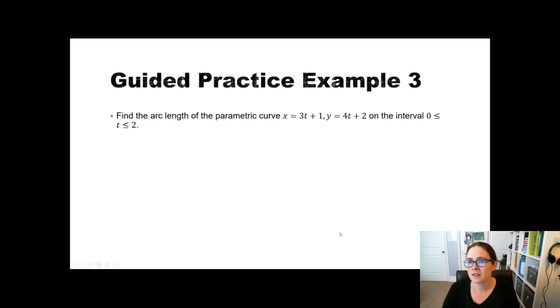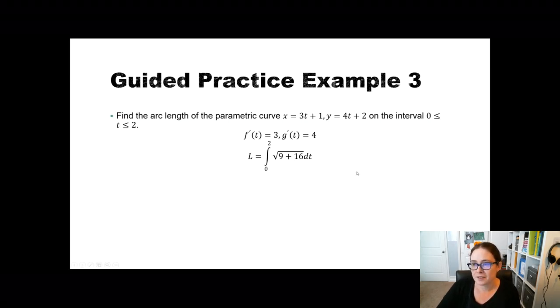So let's find the arc length of this parametric curve where x equals 3t plus 1 and y equals 4t plus 2. And we're on the interval from 0 to 2. So there's my limits of integration. So first thing I need is the derivative of x and y. That's the f and the g from the formula. So derivative of 3t plus 1 is just going to be 3. Derivative of 4t plus 2 is just 4. Remember, we're taking the derivative with respect to t. And then I plug those in. So square them, add them together, and then go inside the root. And then we're integrating from 0 to 2.